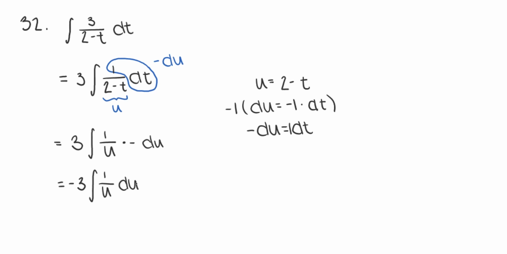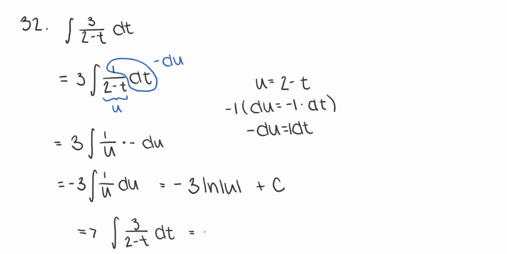Now this is an expression that we've seen before. We know how to integrate this. So we can just say that this will be equal to a negative 3 natural log u plus c. We can't forget our plus c. And our last step is to rewrite everything back in terms of our variable, in this case t. So we're going to have a negative 3 natural log absolute value of 2 minus t plus c.